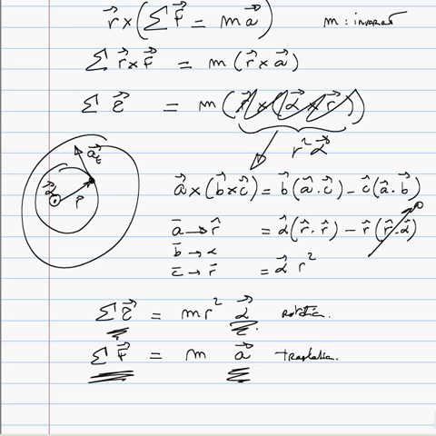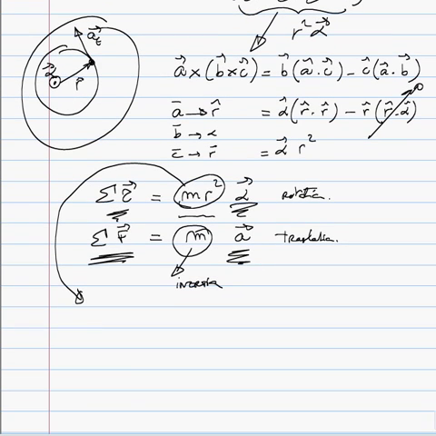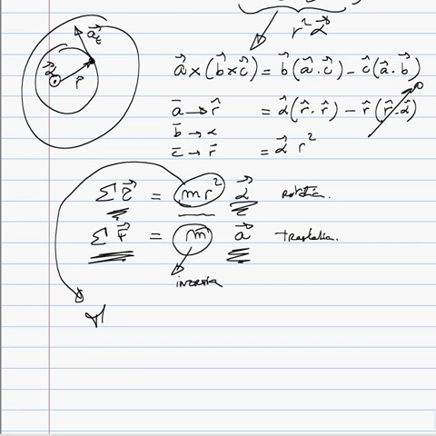Okay, now let's look at those two terms. m was referred to as the concept of inertia. Well, the same way, m r squared will also be referred to as the concept of inertia, but it will be called moment of inertia.